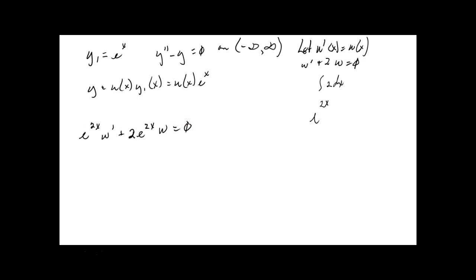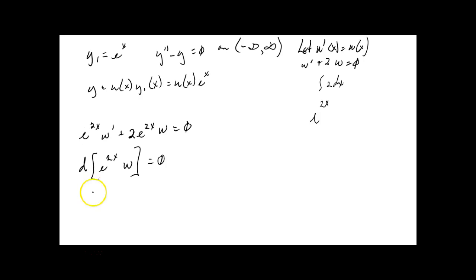Okay? Now, hopefully, we've made this a perfect derivative. D of e to the 2x times w. Let's see if we did. First times derivative of the second, plus second, which is w, times derivative of the first, which is 2 e to the 2x. Yes, it is. And that's equal to 0.